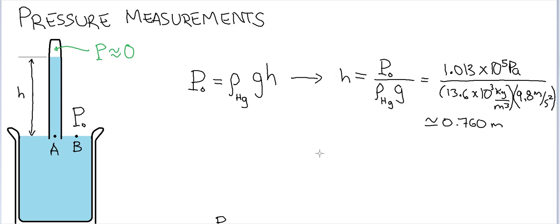centimeters. Now, if you were to do this with water, remember that the density of water is not 13.6 times 10 to the 3 kilograms per cubic meter. Instead, it's about 1,000 kilograms per cubic meter. And so the corresponding height, if you were to do this experiment with water, would have to be about 13.6 times greater than this, which is over 10 meters, right? So you would need a very, very, very tall tube to do this, a very, very tall straw.